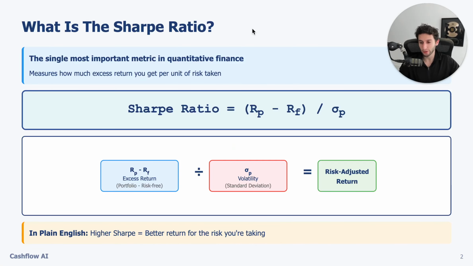So what actually is the Sharpe ratio? Well, it is the most important metric in quantitative finance, and it basically just measures not only how much you're making, but how much you're making based off of how much you're risking, right? The formula is: you take your excess return, which is your portfolio minus your risk-free rate, and divide that by your volatility, or standard deviation. Then you get what we call a risk-adjusted return. In plain English, the higher the Sharpe, the better the return for the risk that you're comfortable taking on in that strategy.